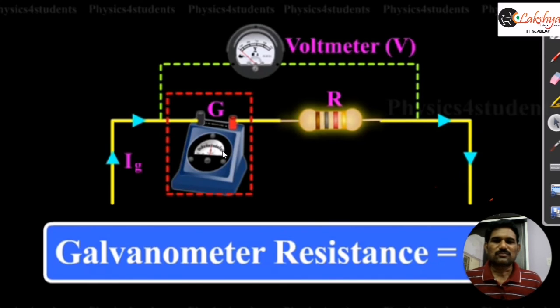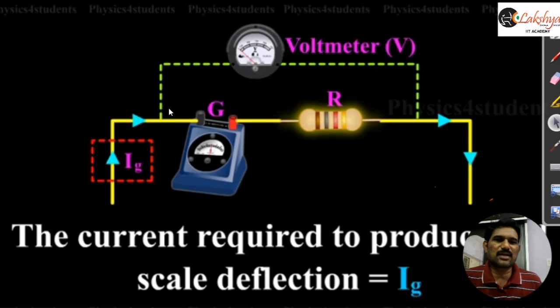So this is the galvanometer here. The galvanometer resistance is again G. R is the high resistance connected here. By using this arrangement, we are measuring a potential difference of V here. This V is the range of the voltmeter. Now Ig is the maximum current flowing through the galvanometer, and the same current will flow through the resistance also.